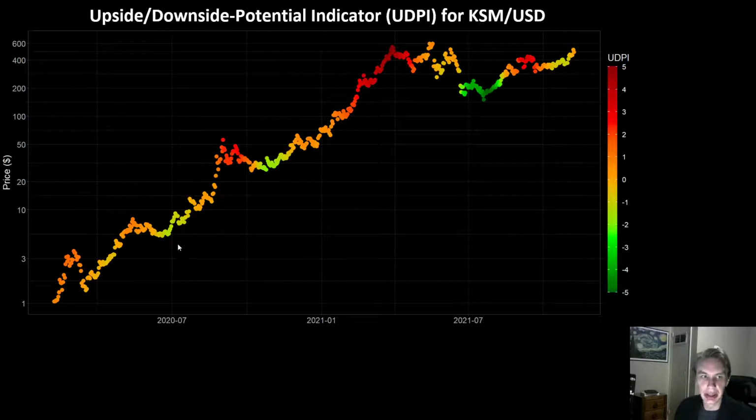And as you can see, throughout KSM's history, the UDPI has done a pretty good job of identifying these lower risk zones, these below 0 points, where historically it was advantageous to be acquiring KSM, as well as these high risk zones, these points where the upside potential seems to be getting tapped out, and which tend to lead to either sideways action or corrections before KSM is ready to make another leg up further on into the market.